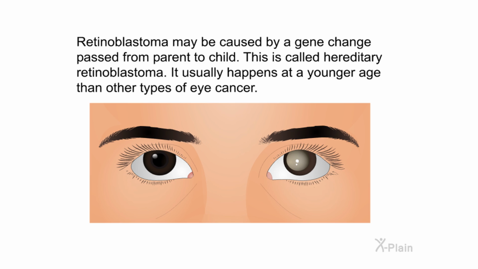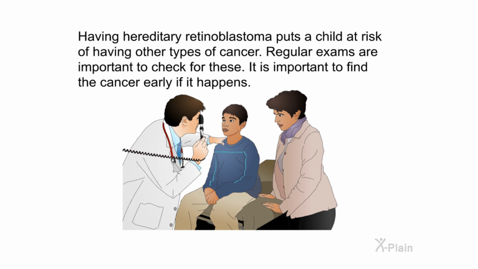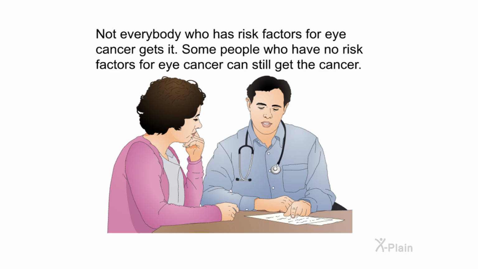Retinoblastoma may be caused by a gene change passed from parent to child. This is called hereditary retinoblastoma. It usually happens at a younger age than other types of eye cancer. Having hereditary retinoblastoma puts a child at risk of having other types of cancer. Regular exams are important to check for these. It is important to find the cancer early if it happens. Not everybody who has risk factors for eye cancer gets it. Some people who have no risk factors for eye cancer can still get the cancer.